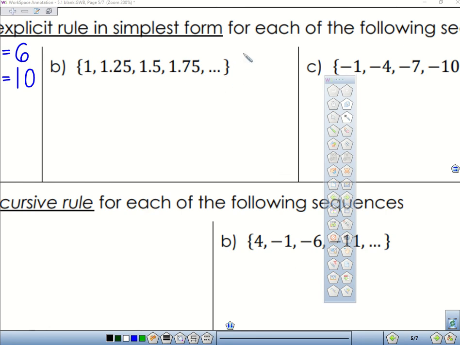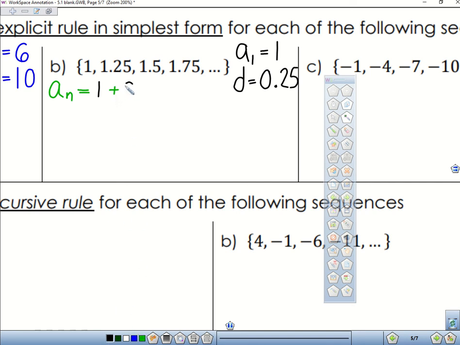So on B, what is our A1 going to be here? Good. And what would our common difference be? Good. 0.25. Now, if you are struggling to find out what the common difference is just visually looking at it, you can always take the second term minus the first term, which will always give you your common difference as well. So now we're going to take our general formula for the explicit formula, and I'm going to plug in A1, and I'm going to plug in D.